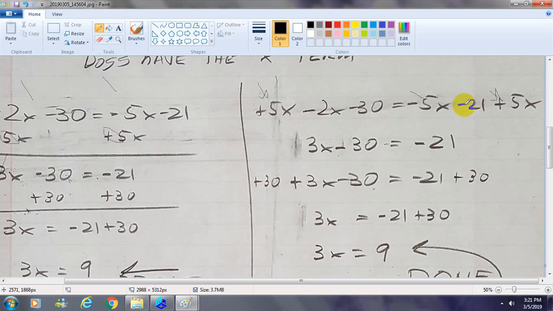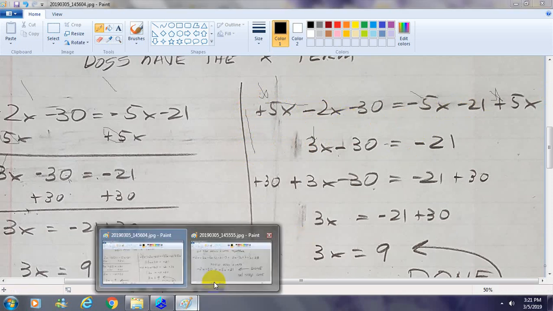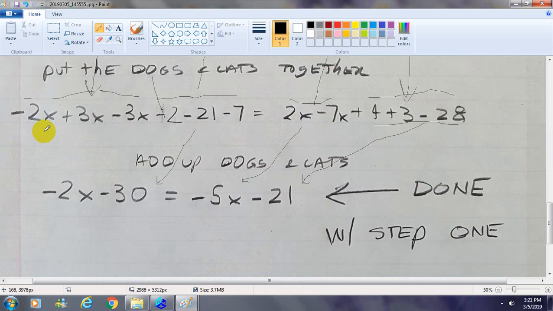And then you add the terms: negative 5x plus 5x is 0x, and 5x minus 2x over here is 3x. The advantage of doing it this way is that this is the way you saw it for combining like terms. When you combine like terms in the first picture, you were doing everything in a line, right?